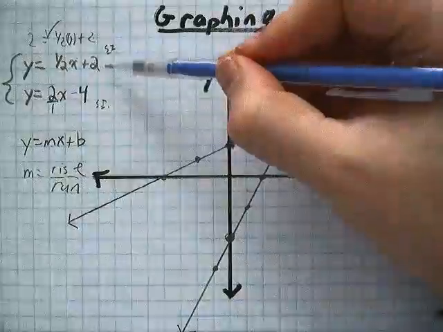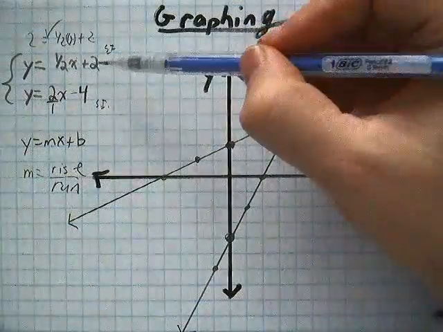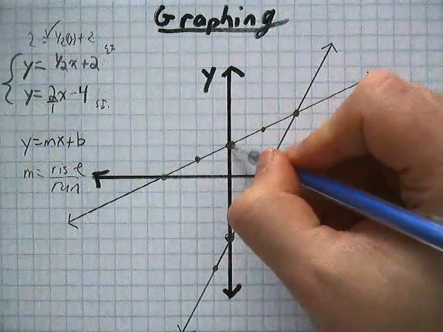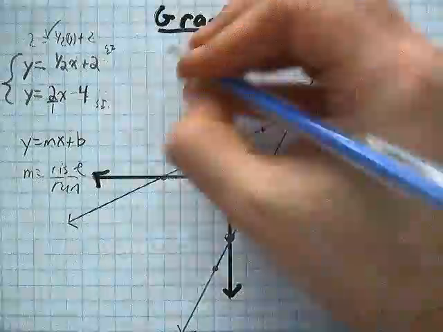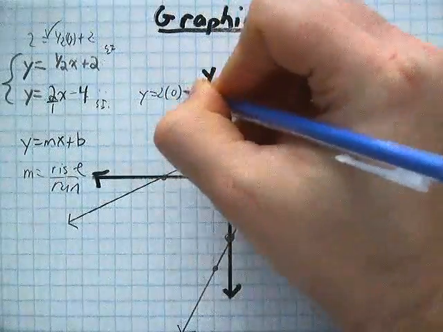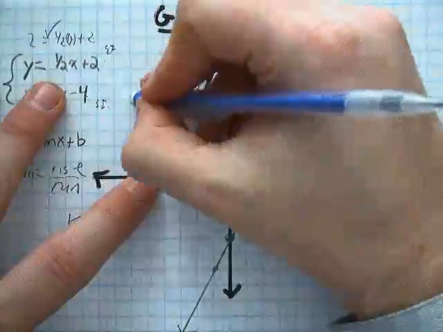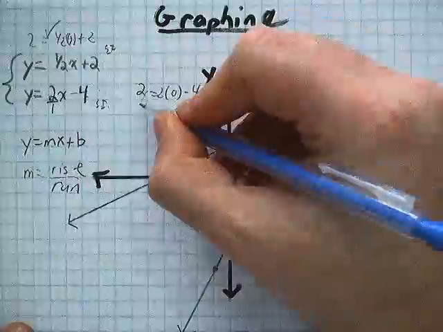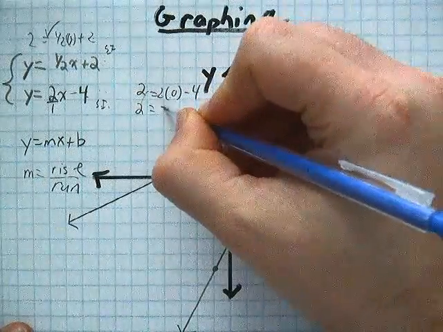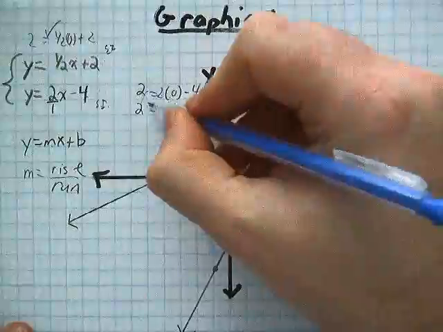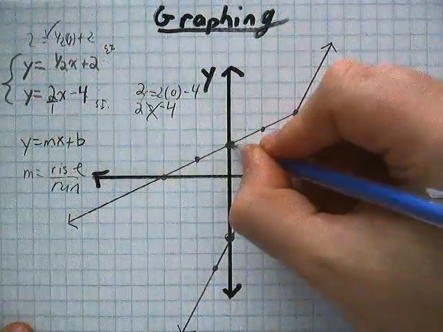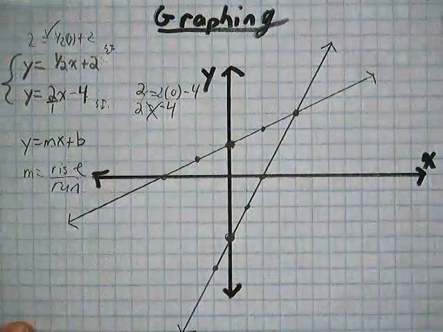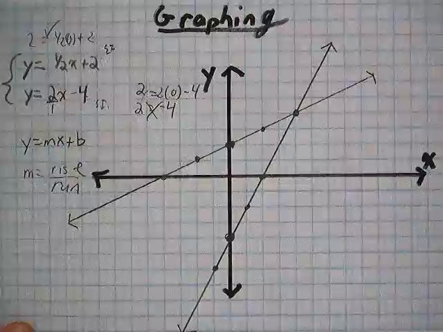In order to solve a system, we're looking for the one unique point that makes both equations true at the same time. Well, if I chose the point 0, 2 right here, and plugged it into my bottom equation, 2 equals 2 times 0 minus 4. Sorry, that y should have been a 2. And then simplify. 2 times 0 is 0, minus 4 is minus 4, and 2 is not equal to -4. So this one cannot be a solution to the entire system. It works for the top, but not for the bottom.